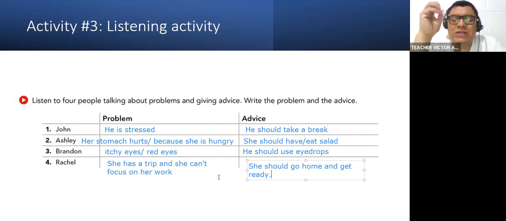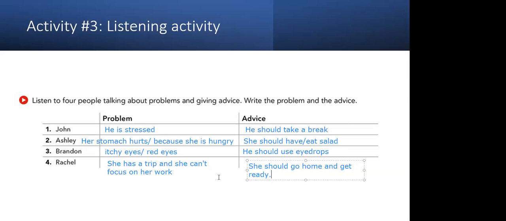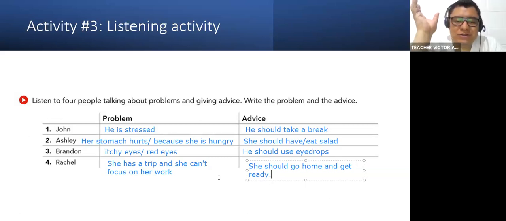Okay, perfect. So if you notice here, guys, they were talking about different problems, not necessarily about something related to your health. There are some other situations that are kind of external that influence our attention or some other stuff, right? And they have the advice for that.